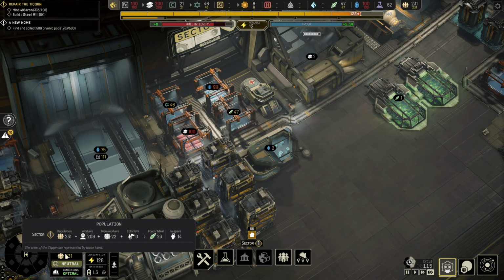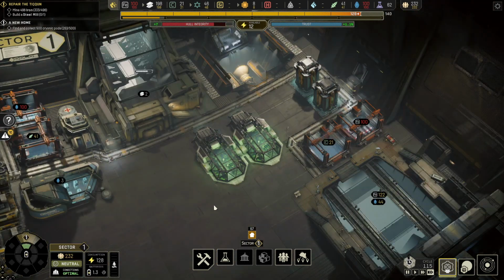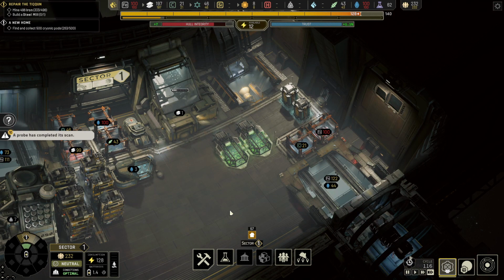Keep on working. So far, we only had 22 non-workers. That's not too bad. We're still doing just fine for crew, though. A probe has completed its scan.